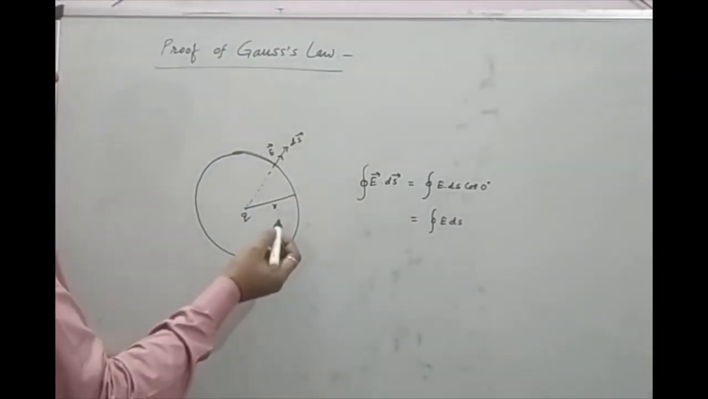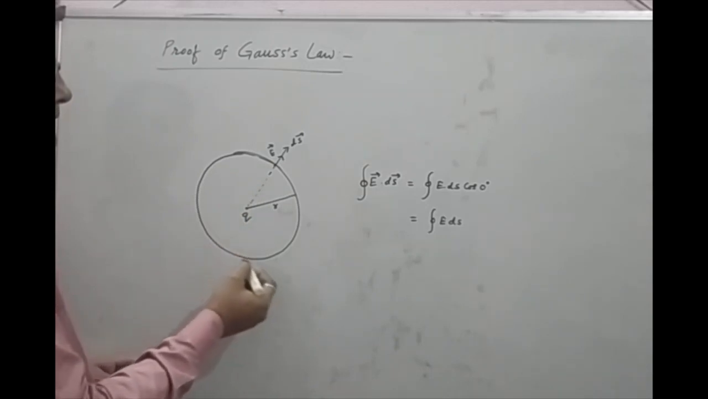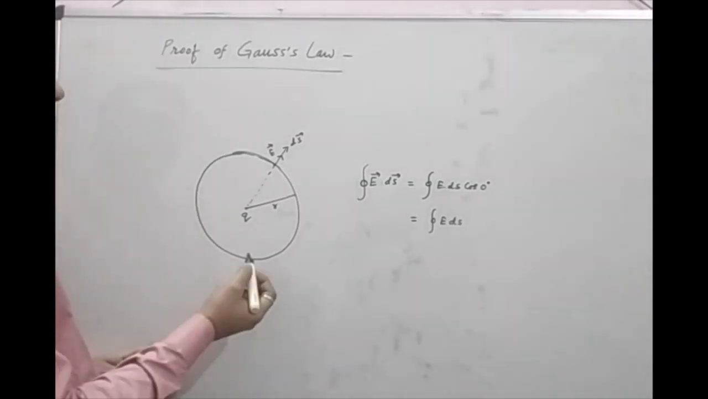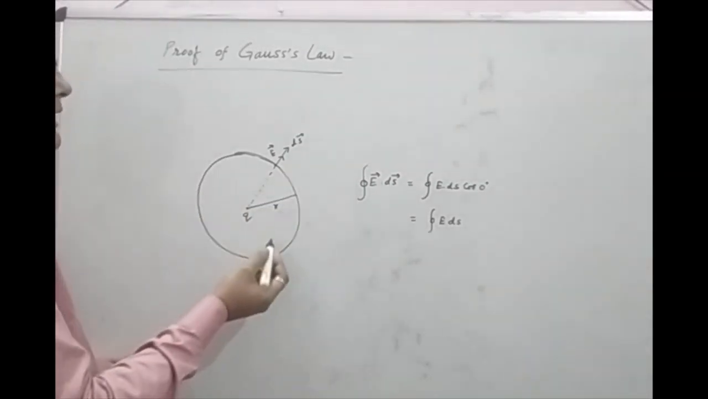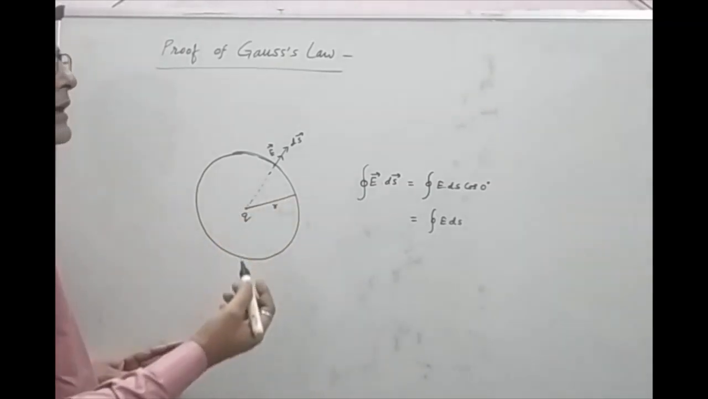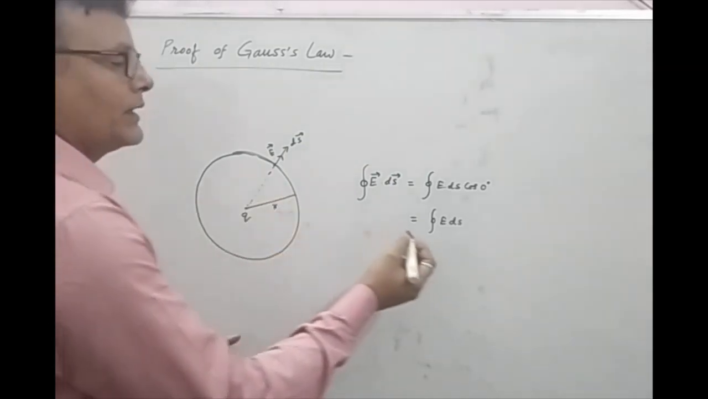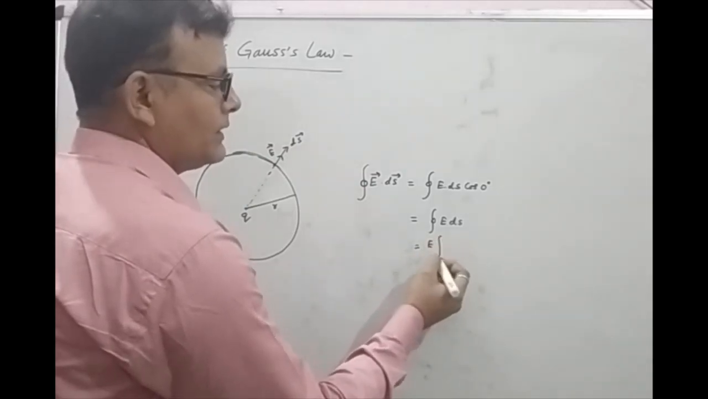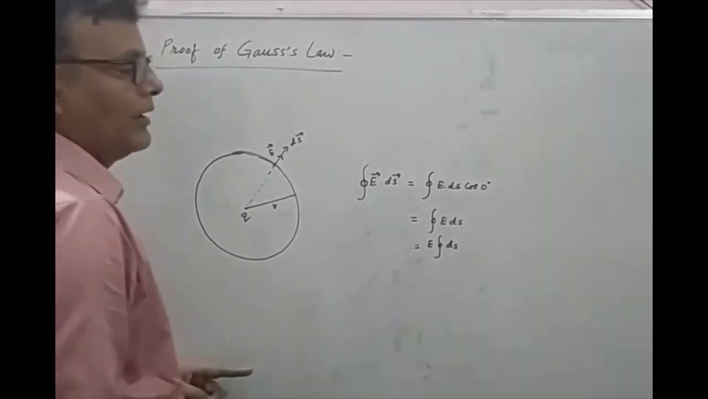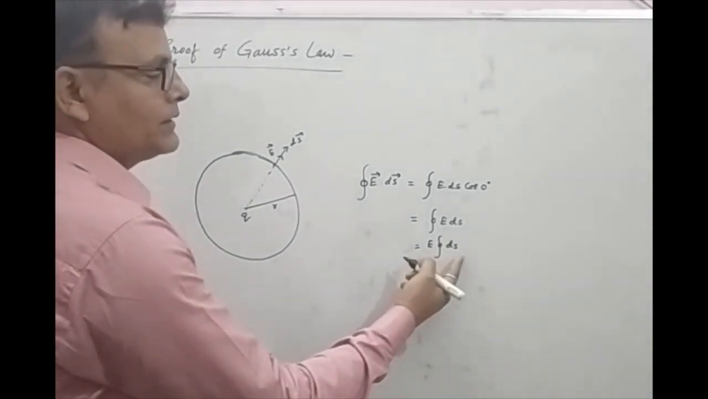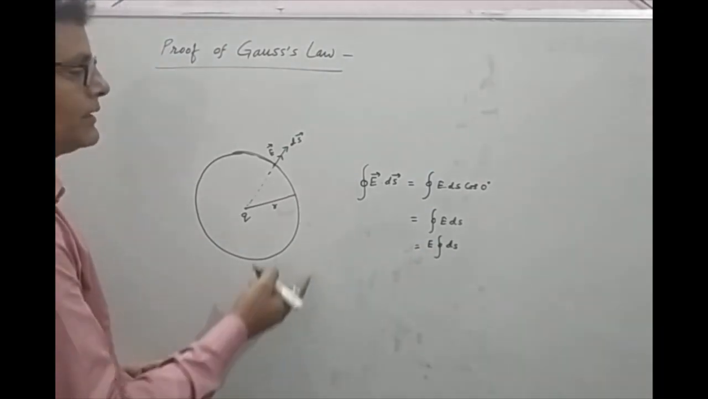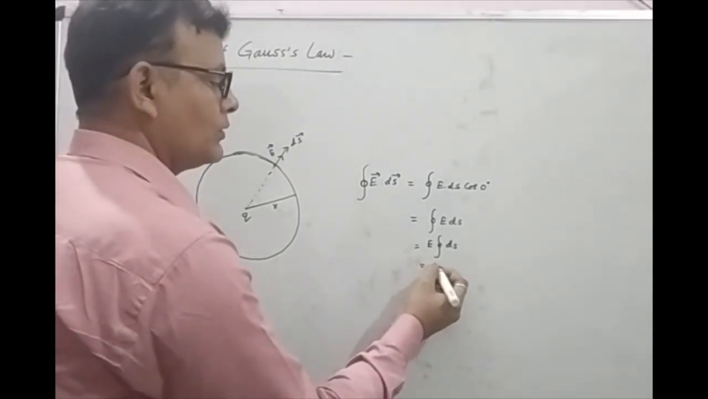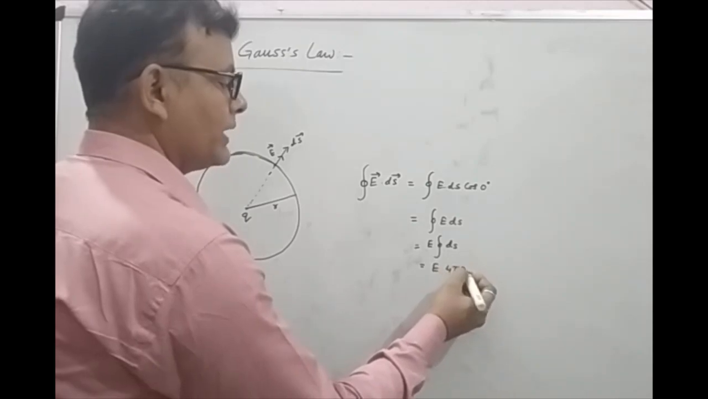Now, the electric field at every point on the surface of a sphere is equal in magnitude, as all the points on the surface of a sphere are equidistant from its center. So the electric field is constant. We can write electric field E integral ds. Integral ds is always equal to the surface area, and here the surface area of the sphere is 4 pi r square. So it is equal to E into 4 pi r square.